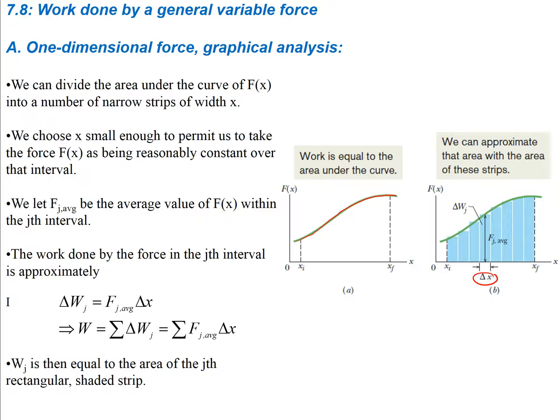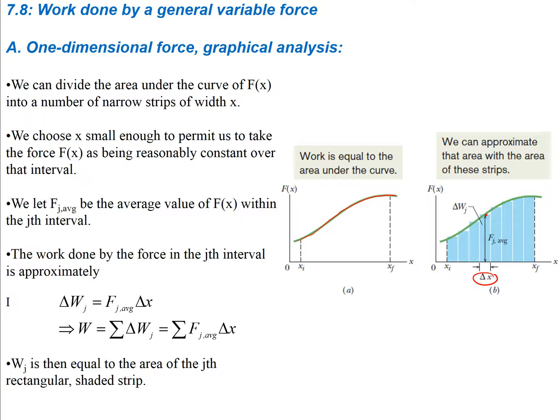If we let F_j average be the average value of F(x) within each of these intervals, the jth interval, where j is just the number of the interval, then the work done by the force in the jth interval is approximately whatever the force is at that point, multiplied by whatever this delta x is. So it's basically the area under the curve.